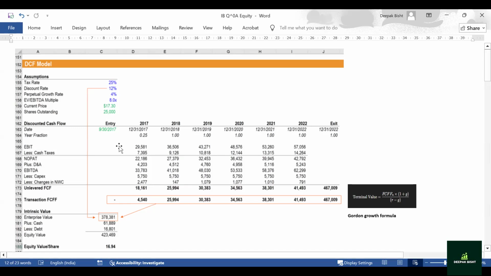Once you have projected these cash flows, the next step is to discount them using the company's weighted average cost of capital, which is the discount rate. Weighted average cost of capital represents the cost of equity and debt financing and reflects the required rate of return for investors given a company's risk profile. What is a discount rate? If you think about it, the discount rate is also the required cost of capital.